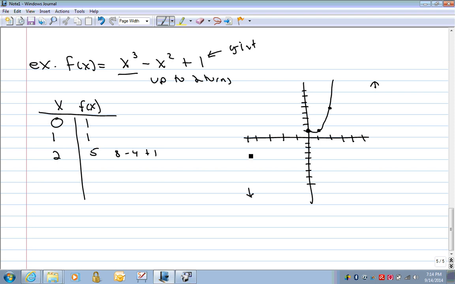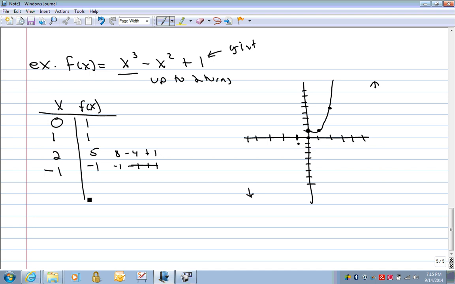Now, let's see what happens on the negative side. We know that we have 1 turn already, so we need another turn. So let's try a negative 1. If I plug a negative 1 in, I would get a negative 1 minus a positive 1 plus 1. Well, these would cancel out, and it looks like I have a negative 1. So I have a value at negative 1, negative 1. Oh, look, somewhere between 0 and negative 1, I have to cross the axis.